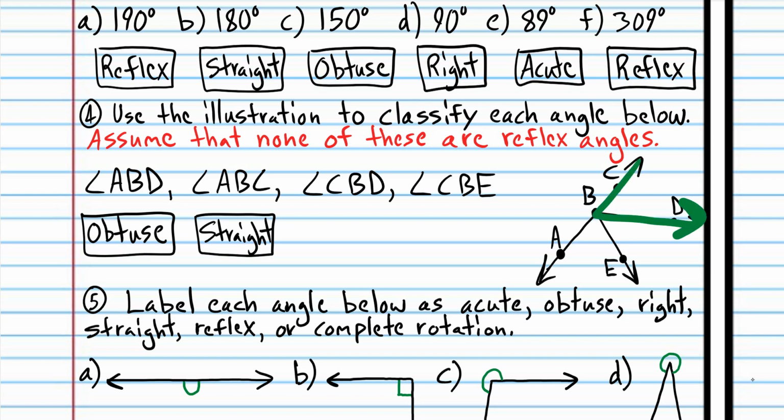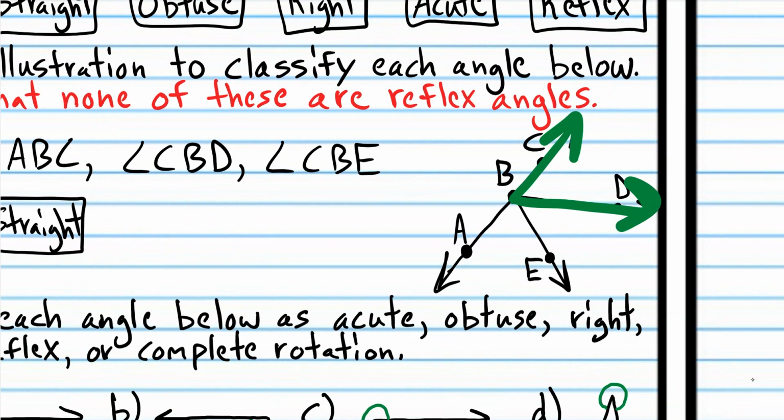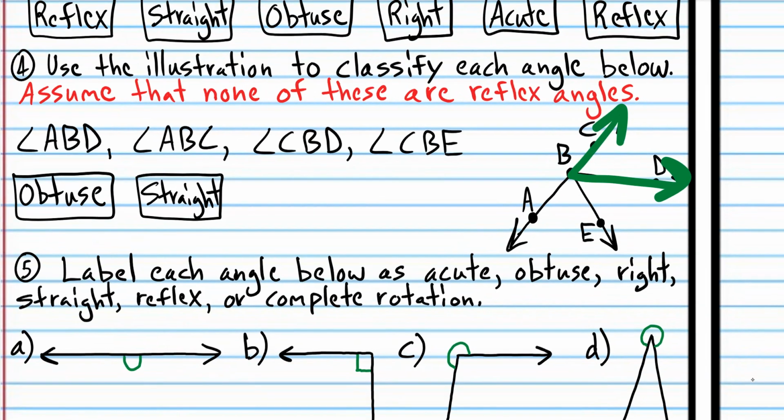This is angle CBD here. And again, we're assuming that there's no reflex. We're assuming that the angles that we're dealing with are not reflex angles. So we're not considering this angle here. Let's classify this angle. What type of angle is that? Well, again, 90 degrees would be here, roughly that arc there. So looks like this angle measure is less than 90 degrees. So that's going to be an acute angle.